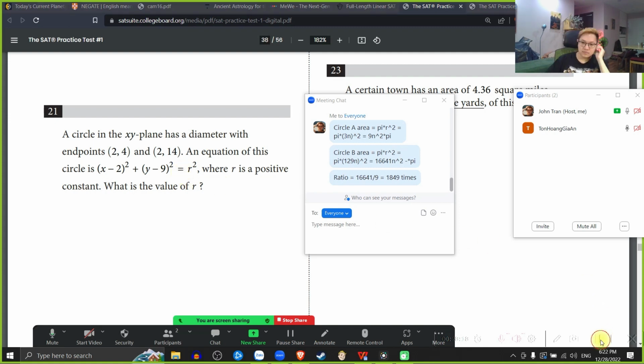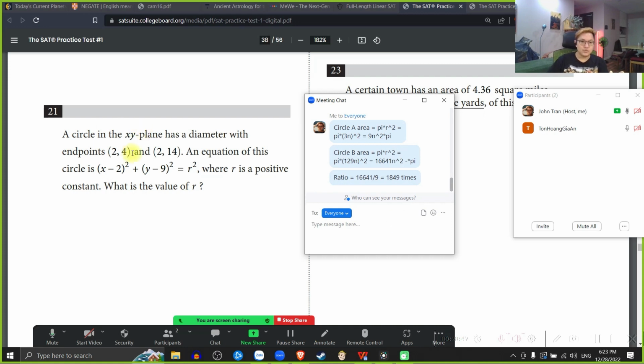Let's do this one. What do you say again? 25, huh? 25. Are you sure? Check carefully, is it 25? They ask for the value of r, not r squared. Careful. The value of r is only 5, not 25. You're so careless. If you say 25, you failed.